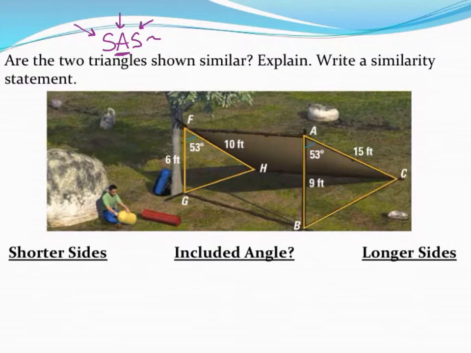And so here we are setting up a tent or something, it looks like. Let's see if we can prove that the two triangles are similar to each other, and if they are, which they are, we'll write a similarity statement when we're done.